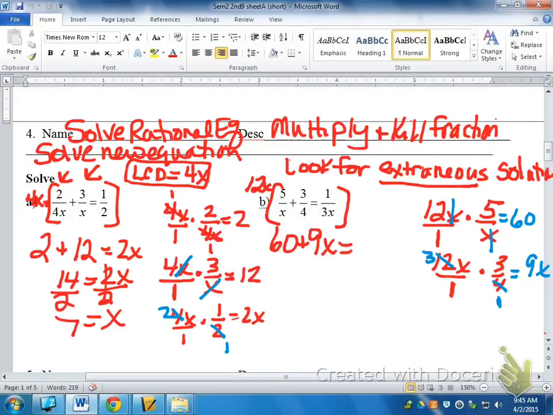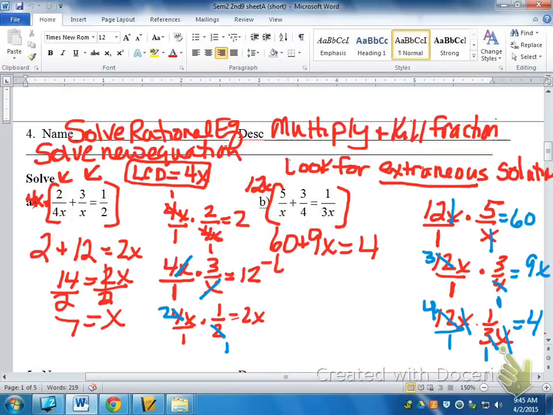equals, and now let's do 12x times 1 over 3x. Anything cancel? Yep, so the x's cancel, and the 12 and 3 become a 4 and a 1. So my result on this one would be what? 4. Okay, so my new equation is 60 plus 9x equals 4.